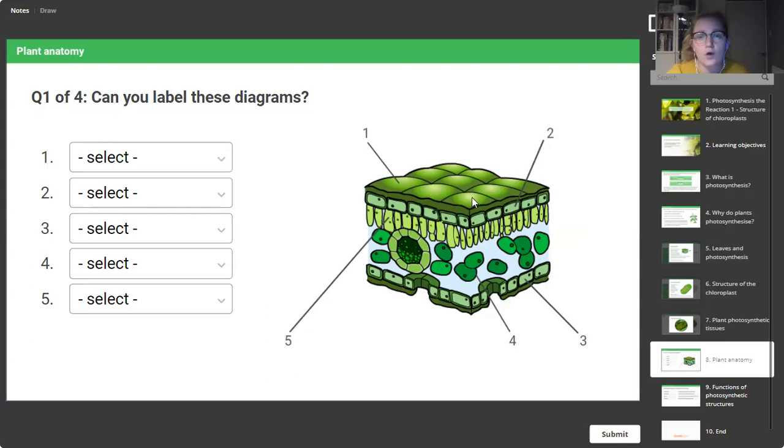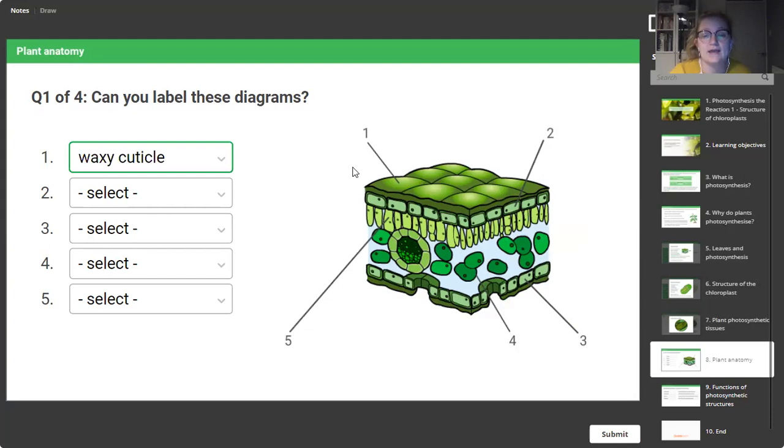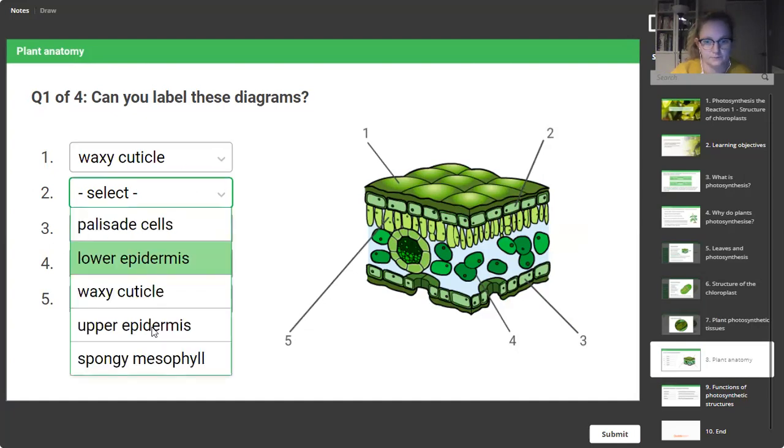So 1, as you can probably guess, is our waxy cuticle layer. It's that top layer. And again, you're looking at where the arrow is going to. It's going to the top. 2 is going to be our upper epidermis layer. It's this top layer here. Remembering that provides protection for the leaf. It prevents water loss. And it also provides protection to the chloroplasts to stop them from being bleached. So that's our upper epidermis.